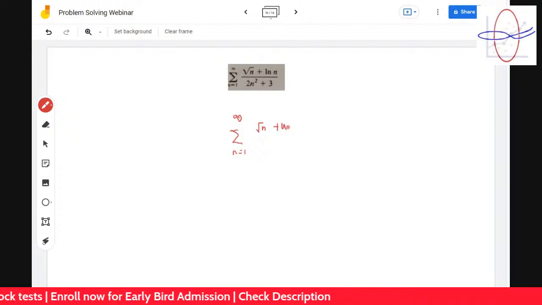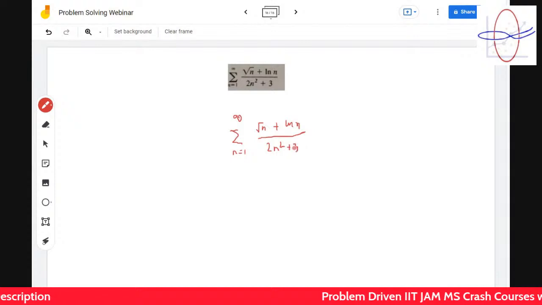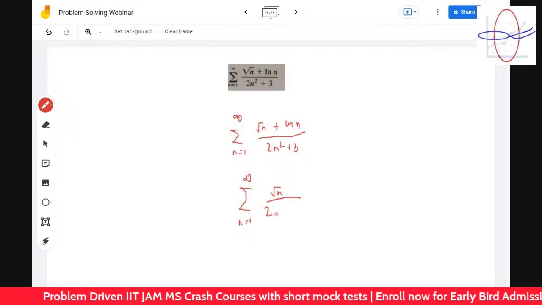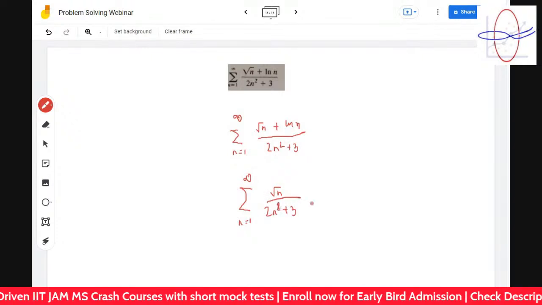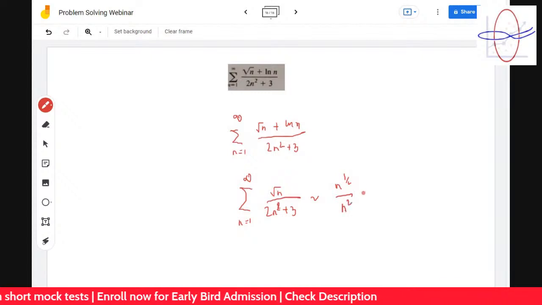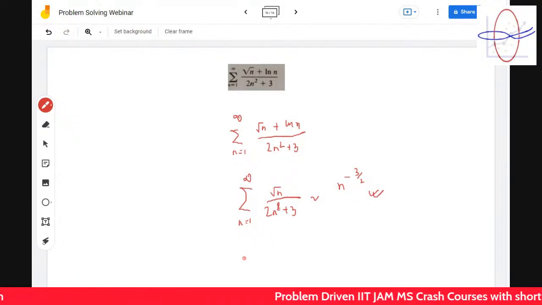So you can easily understand it's forcing you to again use the P series maybe. So what to do is that you can easily understand that root n by 2n squared plus this is sort of behaving like what? This is n to the power half and this is n to the power 2. So it's behaving like n to the power minus 3 by 2, which will converge.